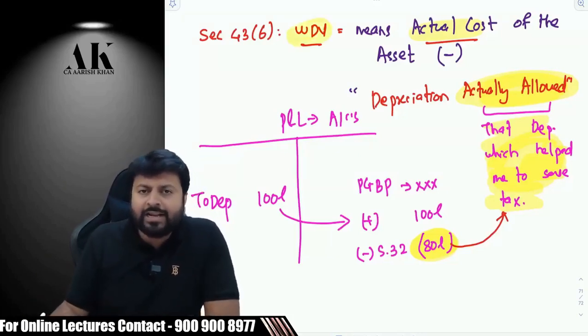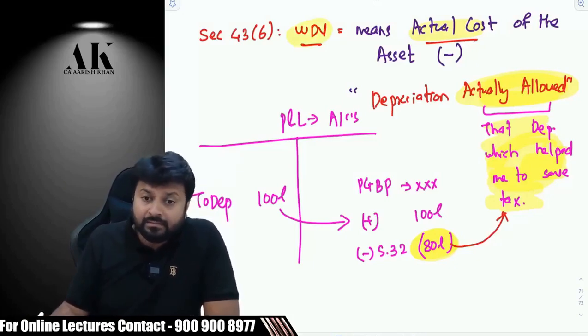So unless and until we prove that the depreciation is actually allowed, it cannot be reduced from the actual cost. Are you clear what I said just now? We have to prove that the depreciation is actually allowed, to remove it from the actual cost, to arrive at the WDV.